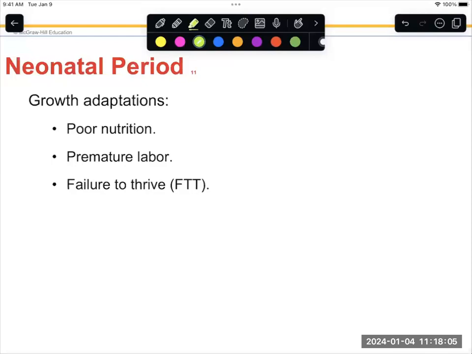Premature labor and delivery prior to 37 weeks gestation can cause a low birth weight baby. Immature development of the central nervous system leads to poor sucking and swallowing. So premature infants may have to be fed by IV or gavage, which is a stomach tube.